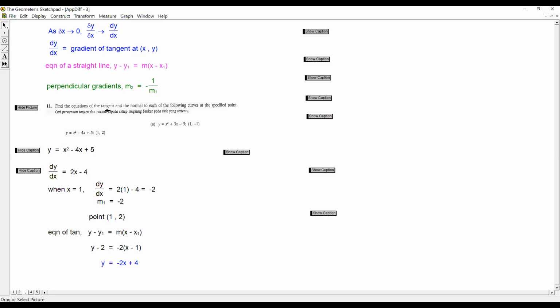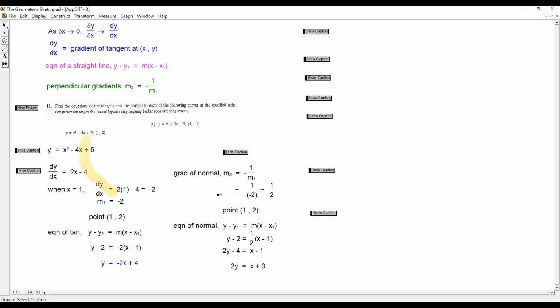Next, we have to find the equation of normal. What we have been doing so far is finding the equation of tangent. Find the gradient of tangent, find the equation of tangent. Right. So now, if you want to find the equation of normal, you have to start with the gradient of normal. I call the gradient of normal m2. So m2 equals negative 1 over m1. So from there you can find the gradient of normal.